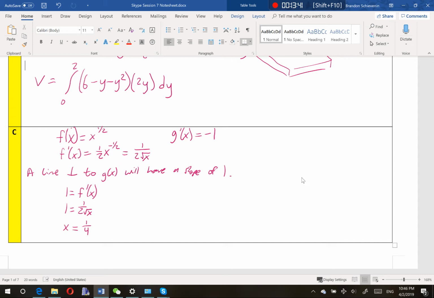Okay, so I'm going to take f of 1/4. F of x was the square root of x. So this should be the square root of 1/4. What's the square root of 1/4? 1/2. Okay, so what's our final answer? 1/4, 1/2.